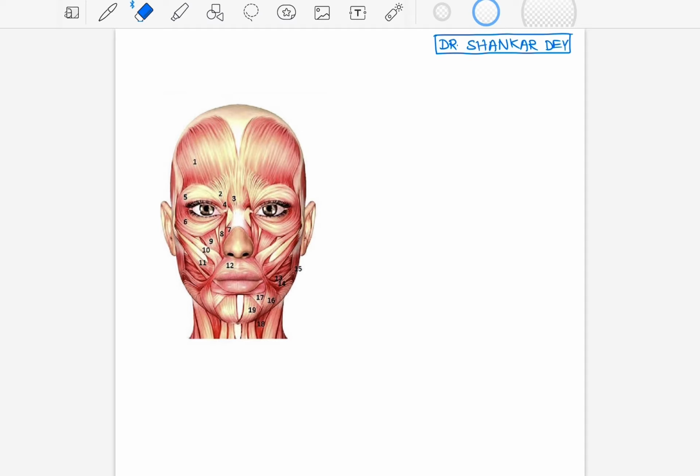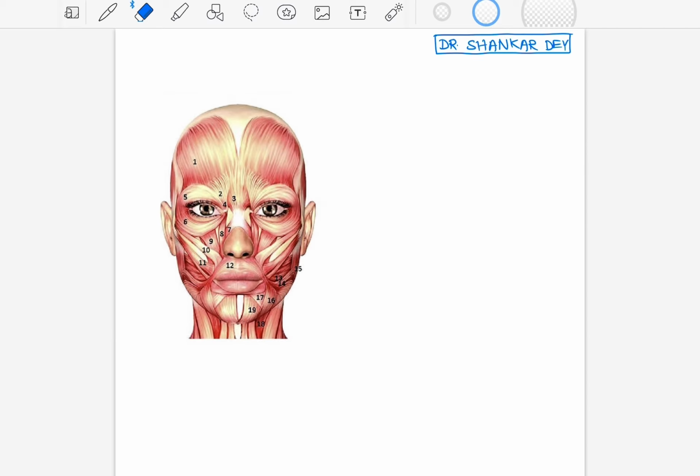Then there is frowning. During frowning there are vertical wrinkles on the forehead and transverse wrinkles across the root of the nose. This vertical wrinkling on the forehead and transverse wrinkling across the root of the nose is done by two muscles: one is corrugator supercilii and another is procerus. So these are the muscles for frowning.